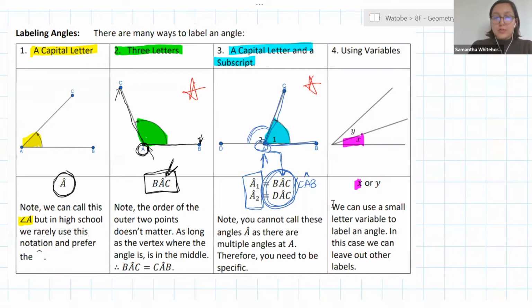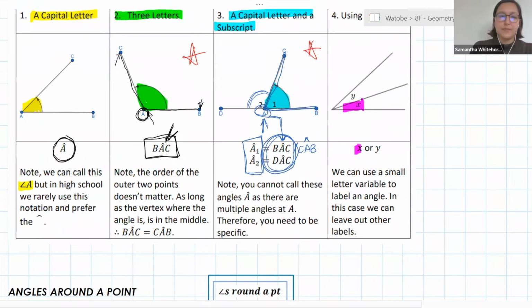So we can use a capital letter, the 3 letters, or the capital letter and the subscript; the blue and the green are the ones we use most commonly. And the 4th one, using variables, is basically I can just label an angle X and Y, and then we just refer to angle X or angle Y. This last one is what we'll do in the first couple of examples. So you can just use X and Y as your angle. That's absolutely fine if we give it to you like that. Okay, right, so let's get into these examples.